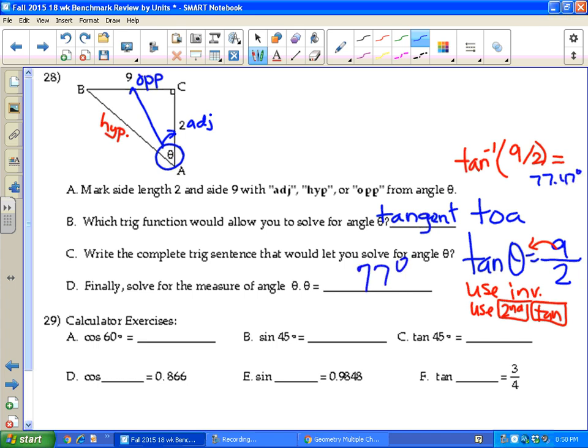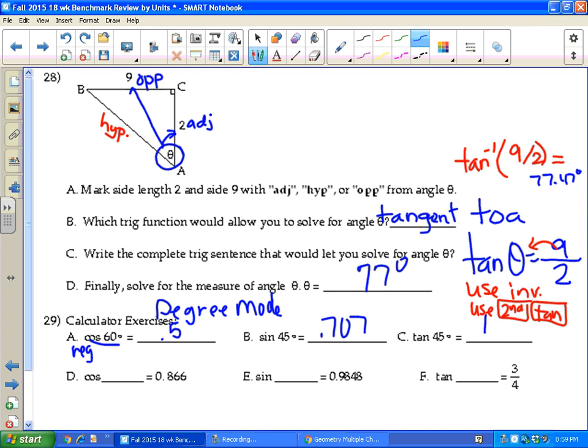Calculator exercises. When do you use regular and when do you use inverse? The first thing I need to remind everybody is make sure that you are in degree mode on your calculator. So find the little mode button at the top next to the second key and change it to degree mode. If it's got the angle given, you're going to use regular cosine. You're going to type it in just like you see it. So I want cosine 60, and that's going to give me 0.5. Sine 45 is 0.707, and tangent of 45, I believe, is 1, perfectly 1.